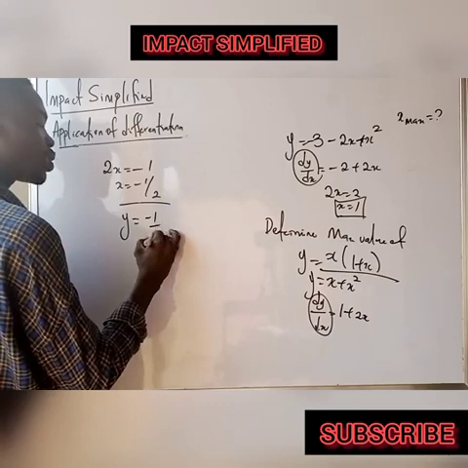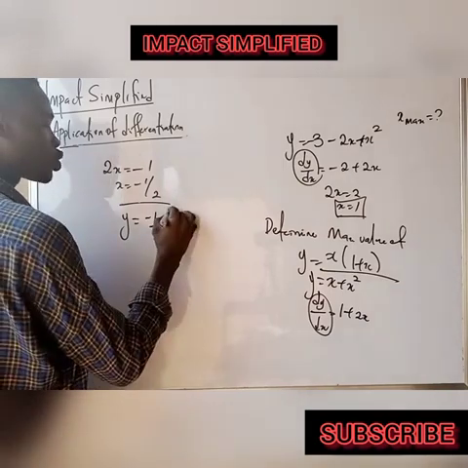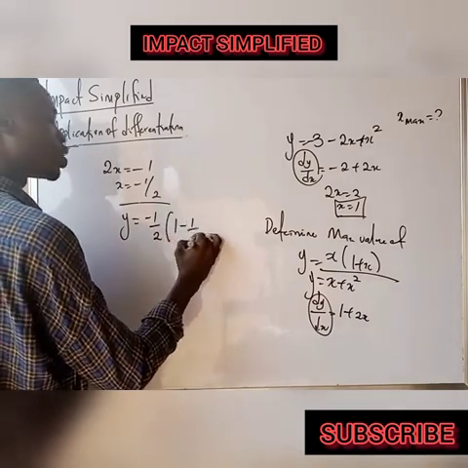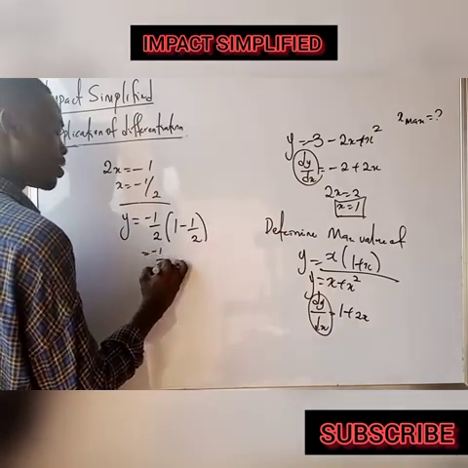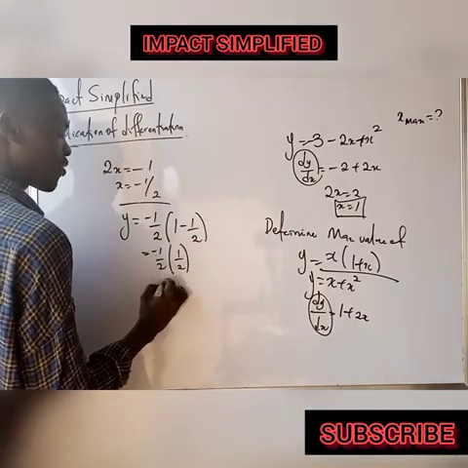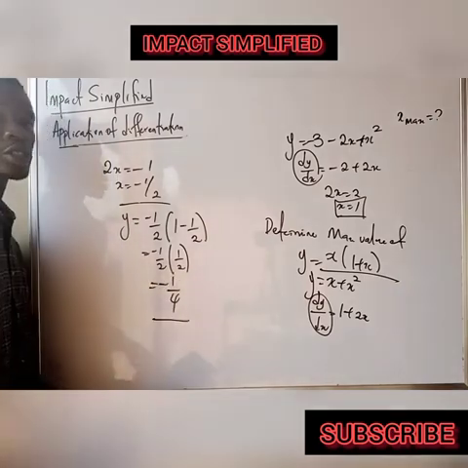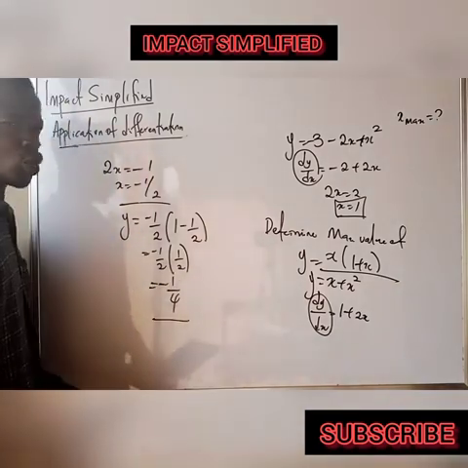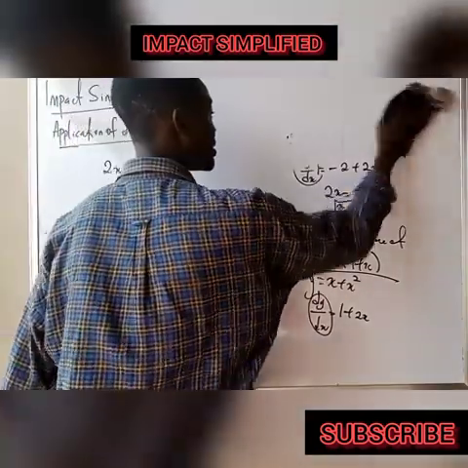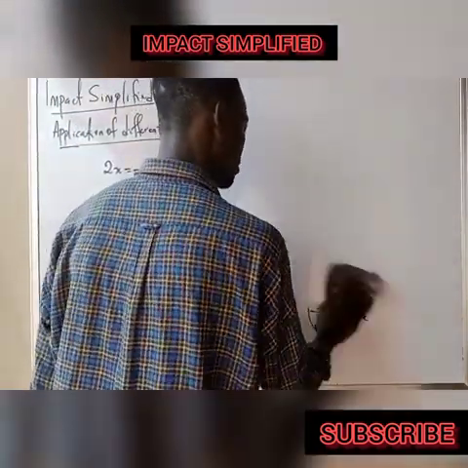And if you insert, we have it as what? Minus 1 over 2 into 1 minus 1 over 2. And what is 1 minus 1 over 2? That will give us half. And what is minus half times half? That will give us minus 1 over 4. Do we get that? It's simple. And that is about a maximum value.